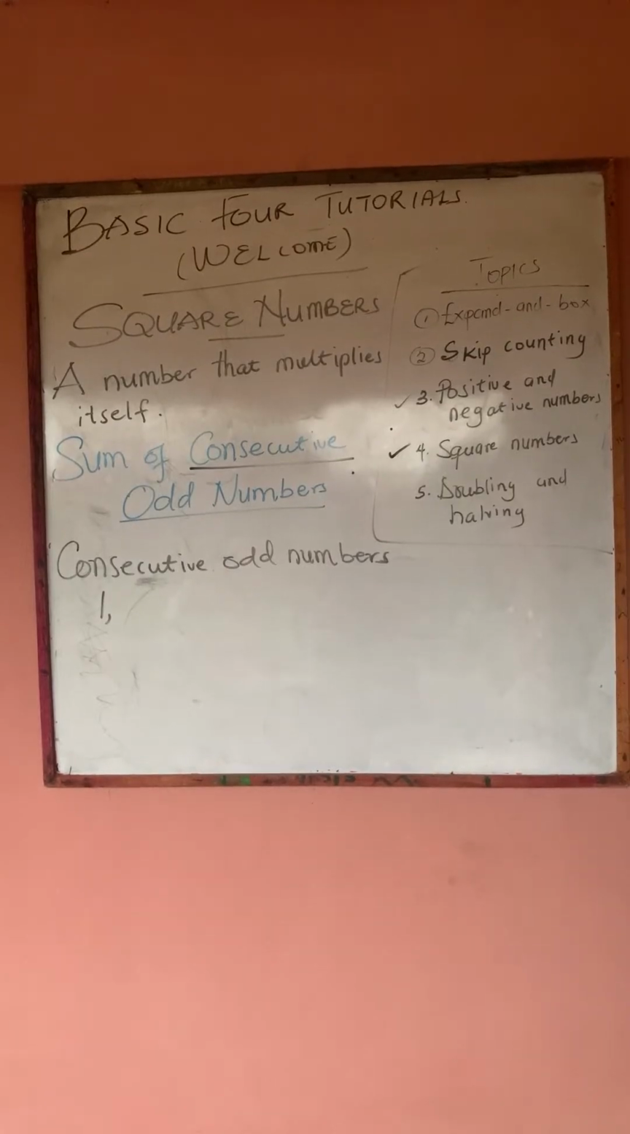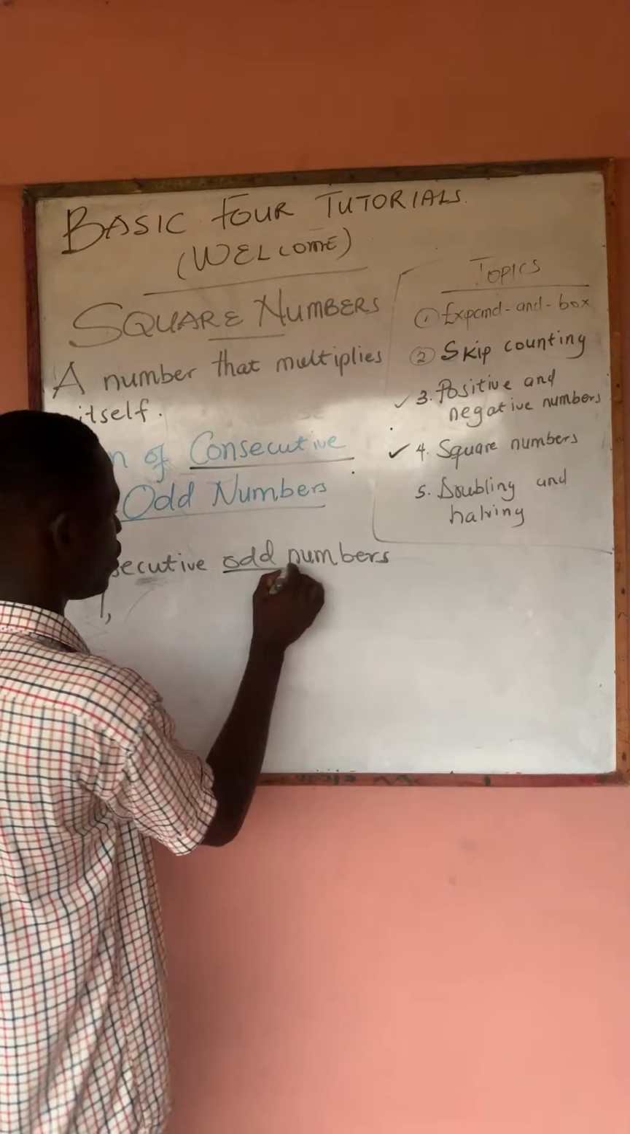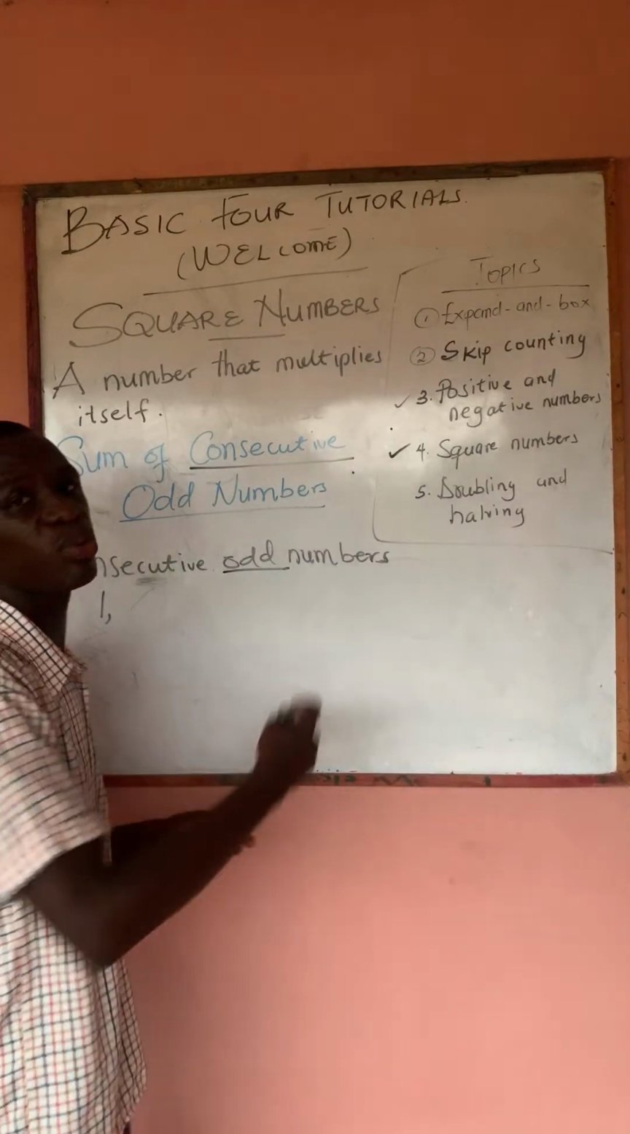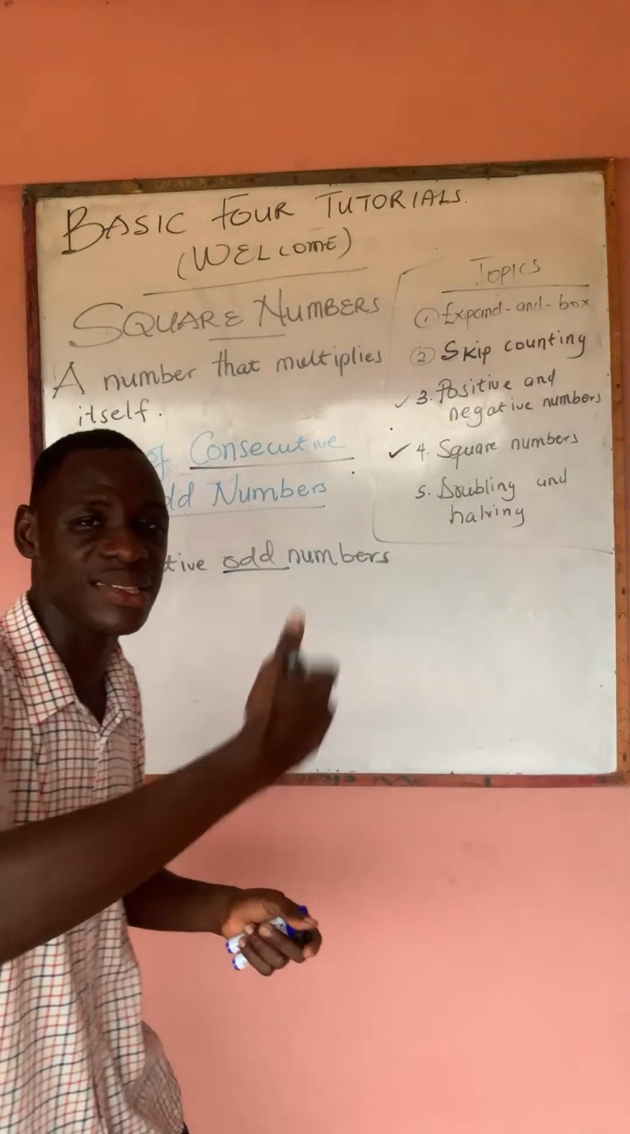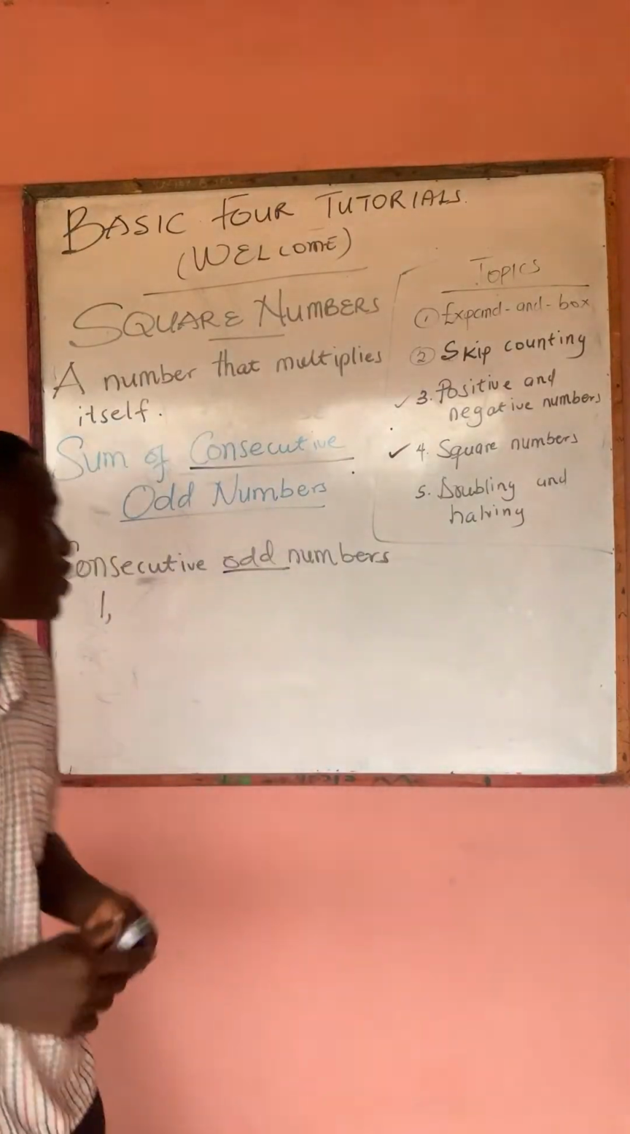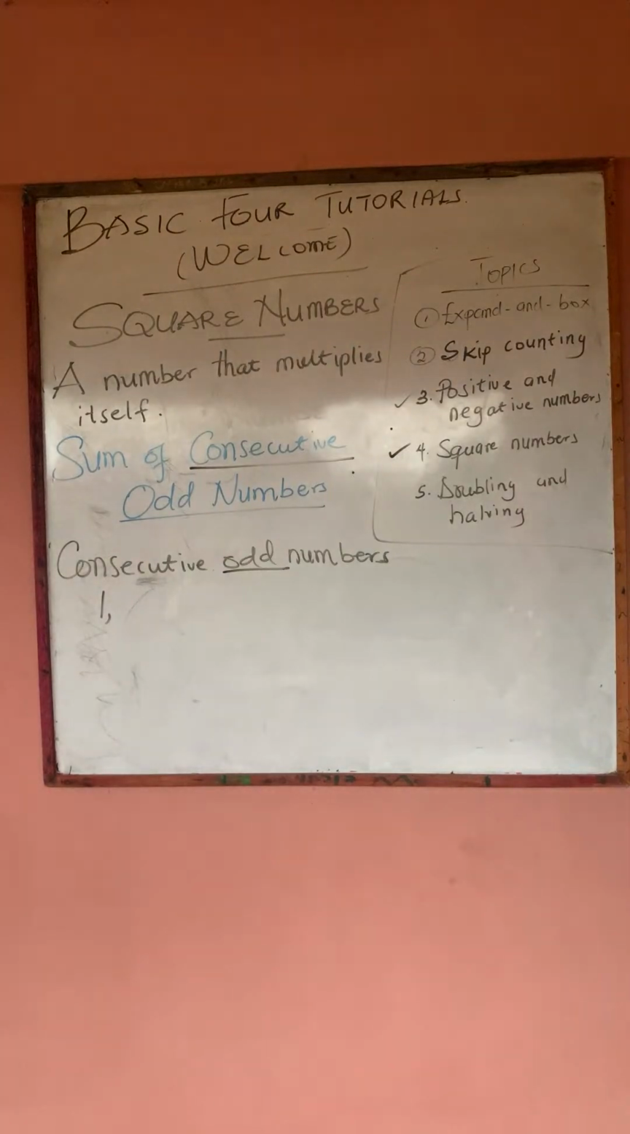Okay, so what is the next odd number after 1? What's the next odd number after 1? Don't forget that we're looking at odd numbers now. Consecutive odd numbers. So we are listing only odd numbers in that succession. So what's the next odd number after 1?